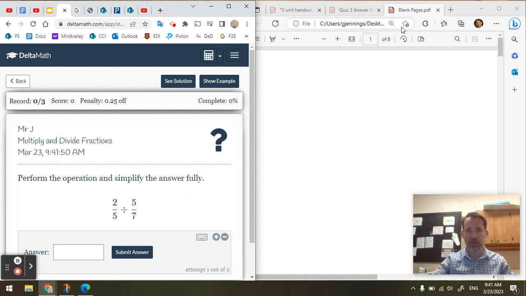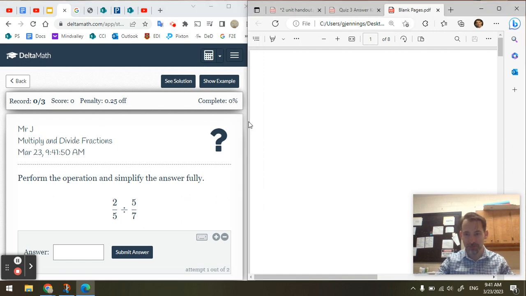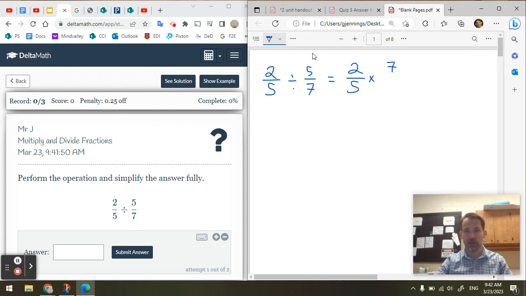First step, notice I have some blank paper here to do my scratch work because I'm not always going to be able to do these in my head. When we have fractions dividing other fractions, I just copy out the question. Divided by 5/7. Then we can flip and multiply. That's the trick to dividing fractions, is turn them into multiplication questions, flip and multiply.